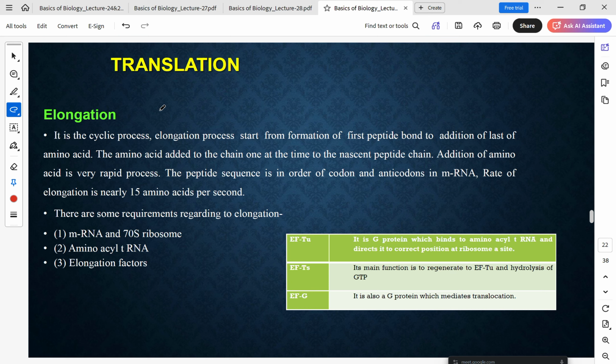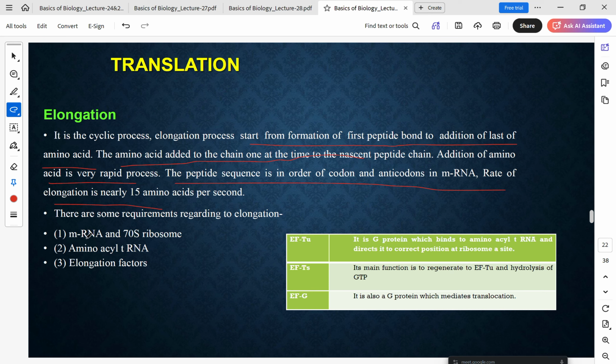Elongation is a cyclic process. It starts from the formation of the first peptide bond to the addition of the last amino acid. The amino acids are added to the chain one at a time. Addition of the amino acid is a very rapid process, otherwise it would take forever to make the protein. The peptide sequence is in the order of codons and anticodons in the mRNA, and the rate of elongation is around 15 amino acids per second, so a very fast reaction. This is catalyzed by multiple enzymes.